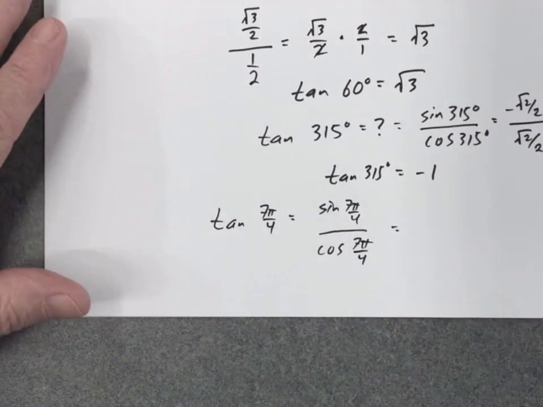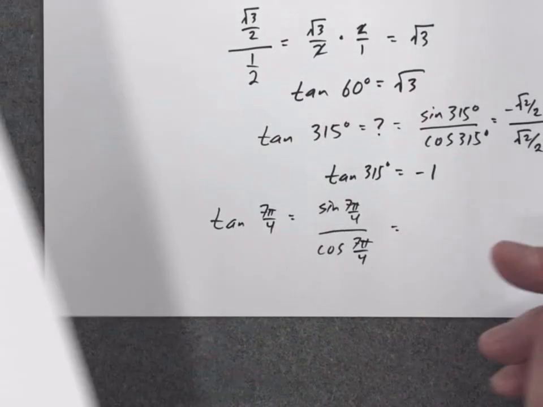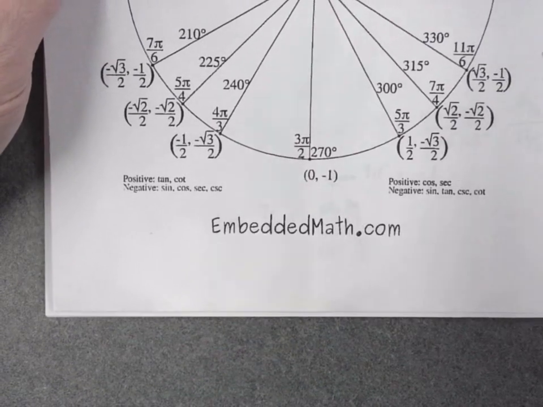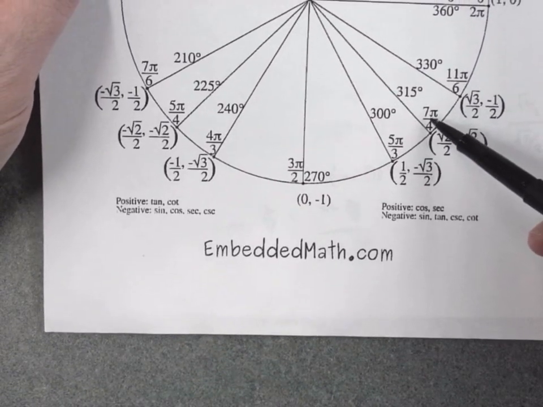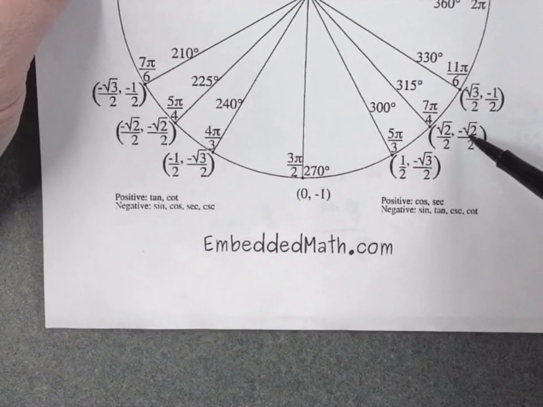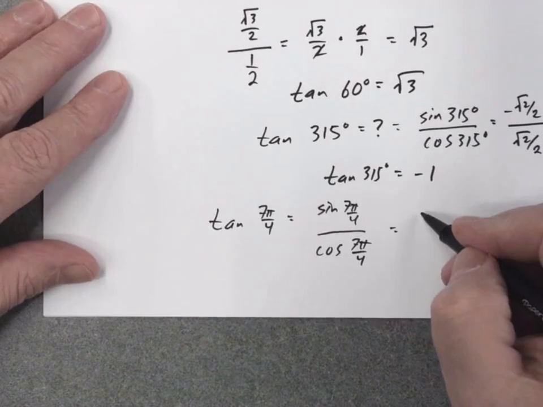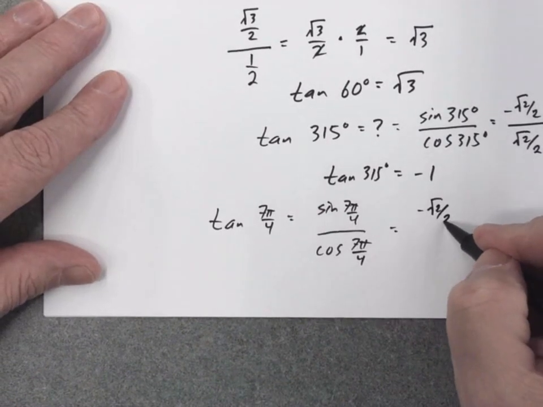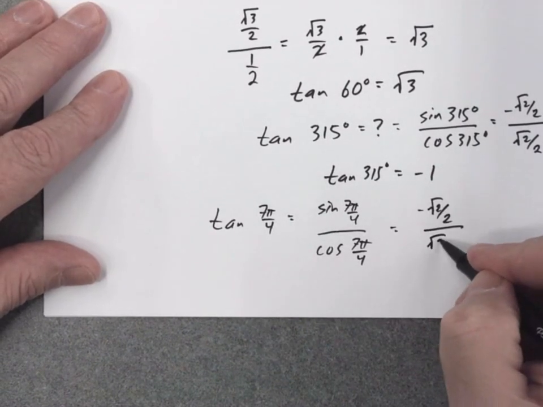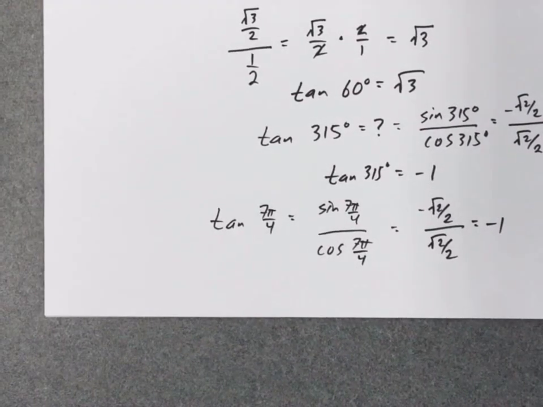to find the tangent. So I go to 7 pi over 4, and I need the sine and the cosine. Oh, I actually just did that. 7 pi over 4 is the same thing as 315. But anyways, negative square root of 2 over 2 over square root of 2 over 2. Negative 1.